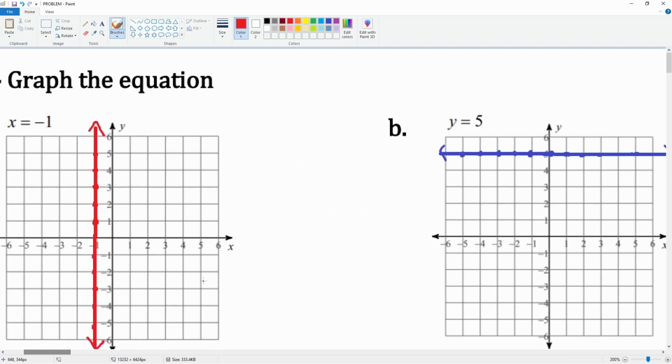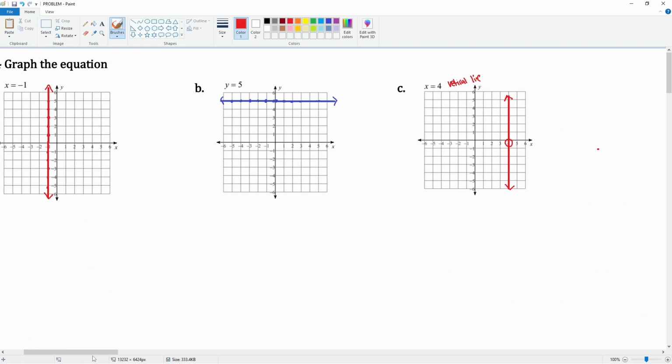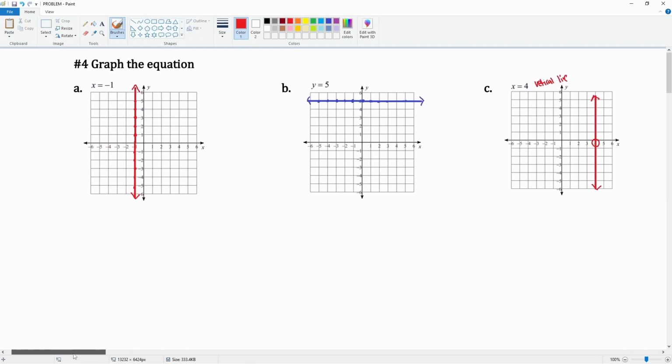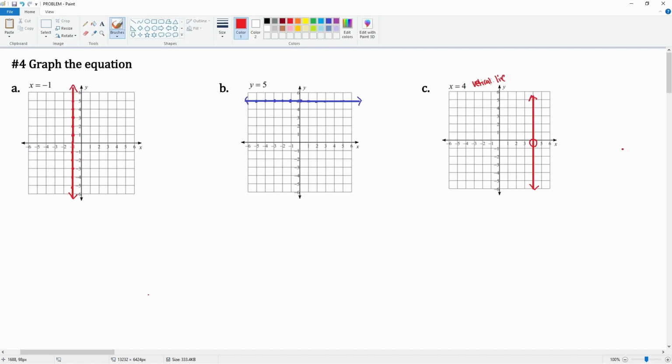Next, oh, is that it? There's only 3 problems. All right, so there you go. That is how we do it. Please remember, if it's an x equal to something, it's a vertical line. And if it is a y equal to something, it is a horizontal line. All right, notice these only have 1 letter.